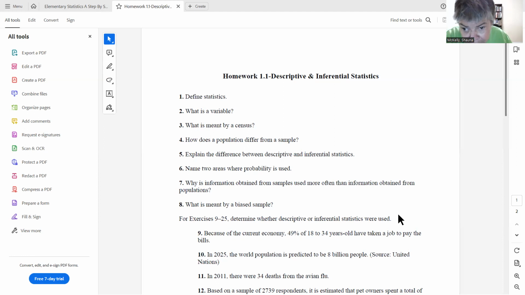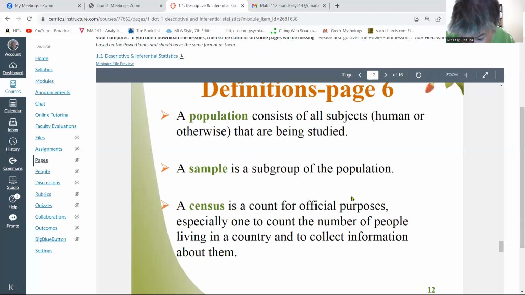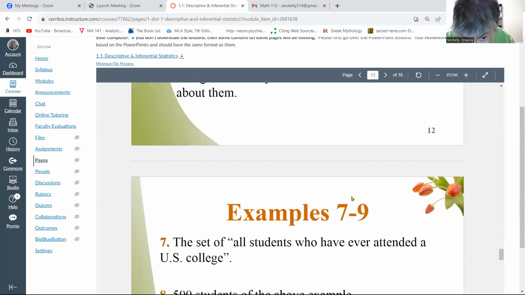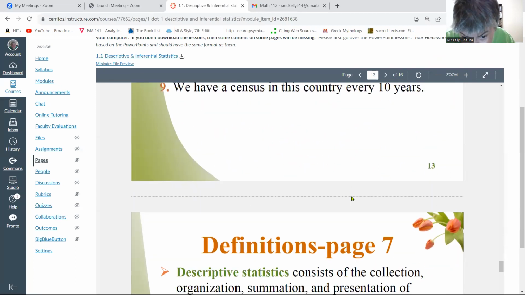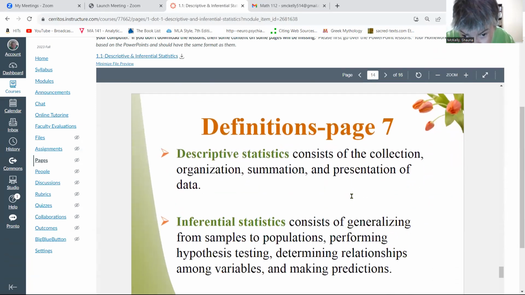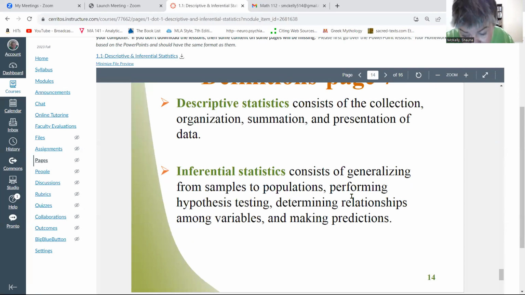Explain the difference between descriptive and inferential statistics. And this leads into the questions down below, 9 through 25. So we'll talk about that. Let me go back to the slides at this time and show you something there. So here is where we left off, and we have some examples down below. Now here's descriptive versus inferential statistics.